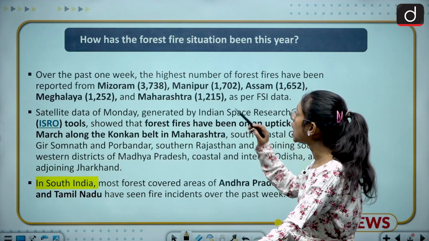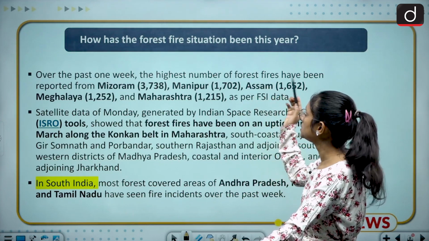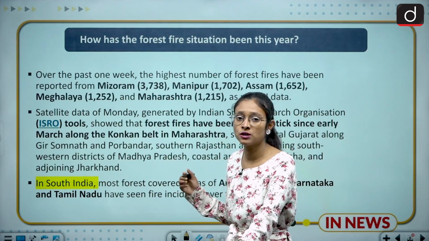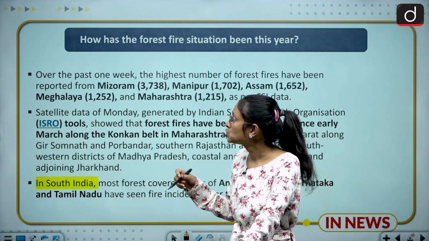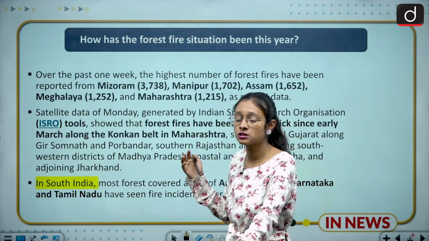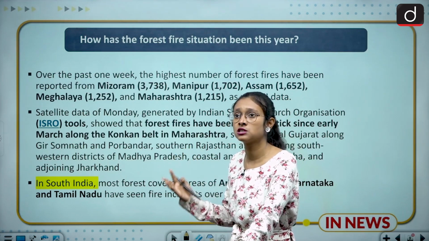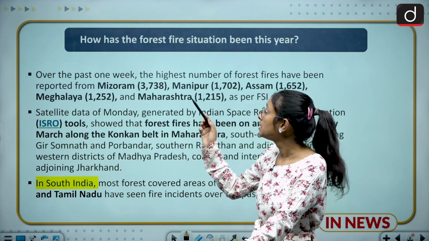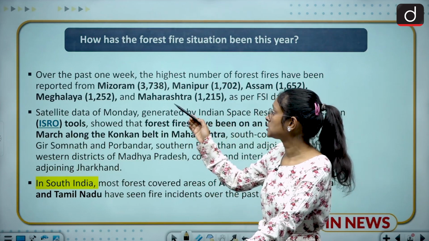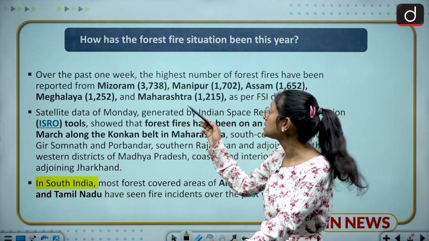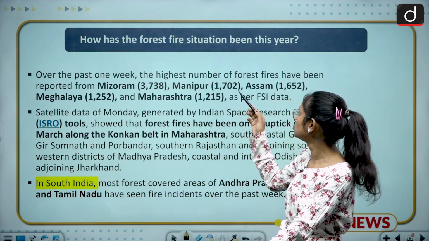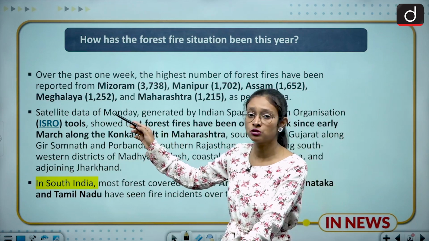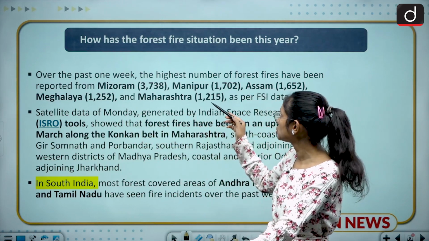Next slide is about how the forest fire situation has been this year. So here we have taken account of how many forest fires occurred this year. Over the past one week, we can see that the Northeast is very much vulnerable to this situation, and among Northeastern states we can see that Mizoram has witnessed 3,738 incidents, Manipur 1,702, Assam 1,652, then Meghalaya 1,252, Maharashtra 1,215.